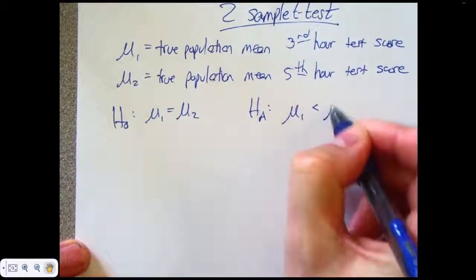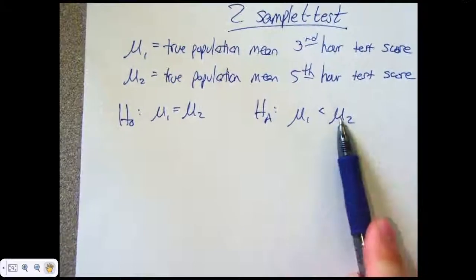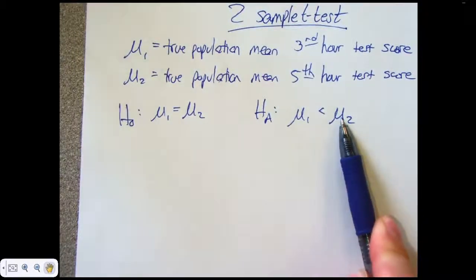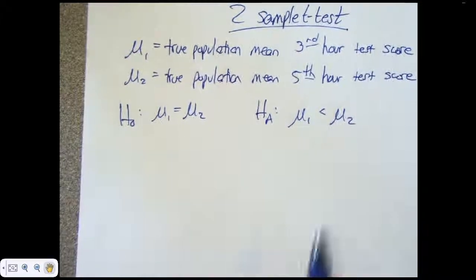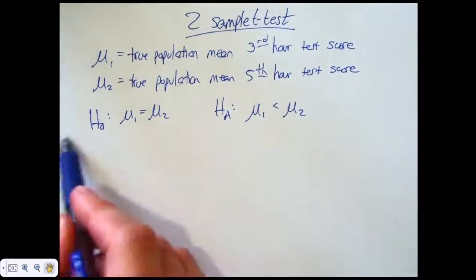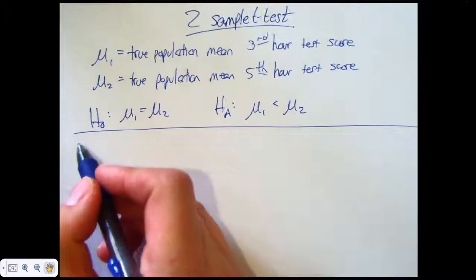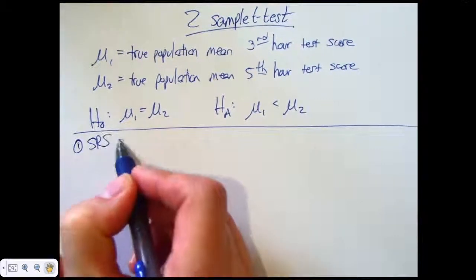The way this is phrased, we're testing to see if mu1 is less. Because mu2 is 5th hour, and someone in here claimed they were smarter or something. So we're testing to see if it's actually higher than 3. So conditions. SRS stated for both.